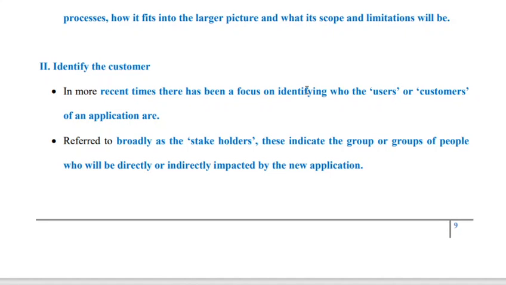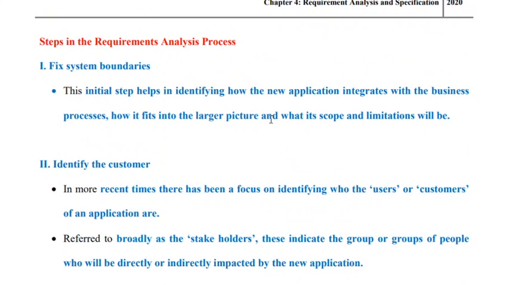So it's very important to identify the customers for that particular system, their needs, and the way the customer wants the system to look. This is the second important activity you perform. The first one is to fix the system boundary, and the second is to identify the customer. The objective of fixing the system boundary is to know the scope and limitations of the system, and how it is going to integrate in the larger picture or interact with other business processes.